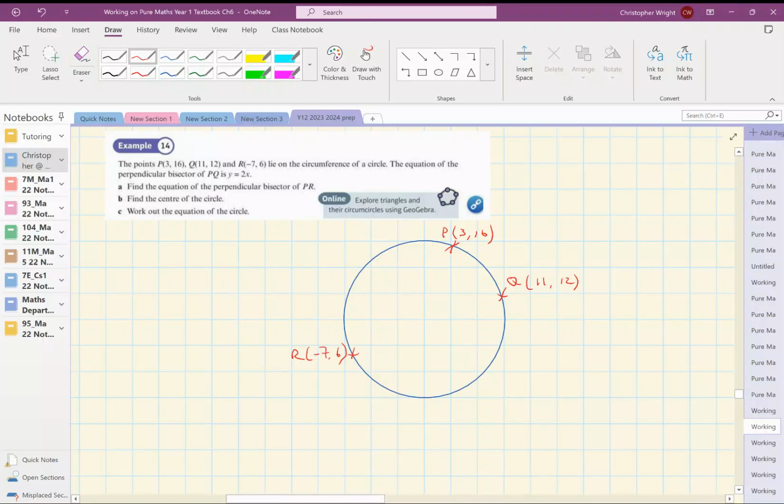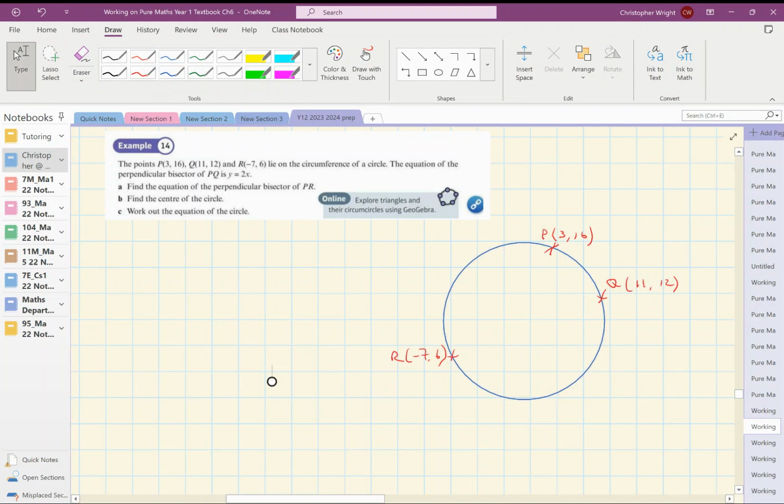Okay, so in example 14, you've got a circle and you're told the coordinates of 3 points which lie on the circle. So what I've done here is I've drawn myself a diagram with the points P, Q, and R marked upon it. It says the equation of the perpendicular bisector of PQ. So let's just draw PQ. And apparently the perpendicular bisector, which I'll try to draw, something like that, has an equation of y equals 2x.